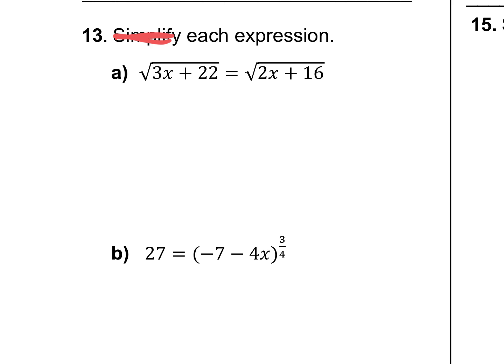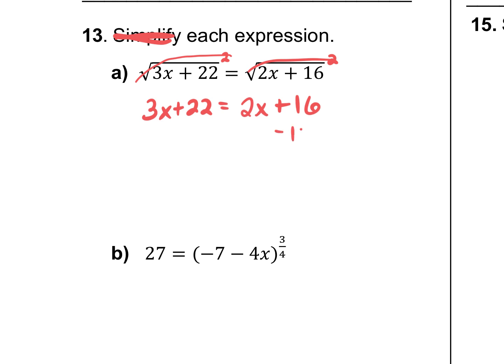We have more than one radical, right? Are they both by themselves? Okay, so what can I do to get rid of those? I'm going to square both sides. Again, what I do to one side, I've got to do to the other. Again, look what happens. These cancel, so I'm left with the inside, 3x plus 22. And then same thing on this side, 2x plus 16.